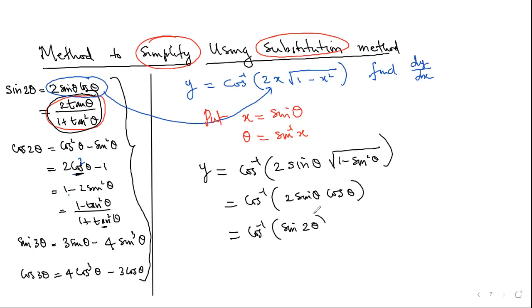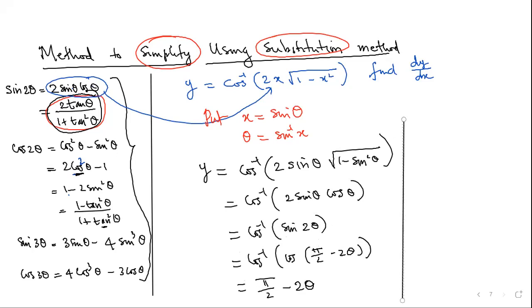That is cos inverse of cos pi by 2 minus 2 theta. That is pi by 2 minus 2 theta. That is y is equal to pi by 2 minus 2 sine inverse x. Differentiating with respect to x, get your answer.